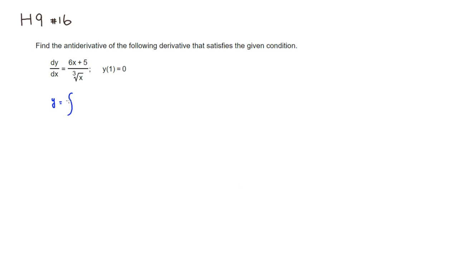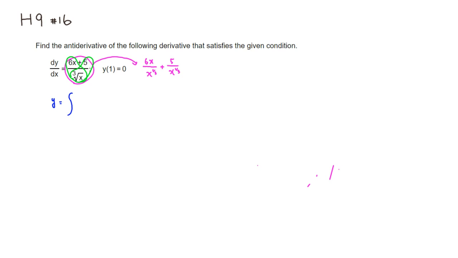Actually, before we do the antiderivative, I'm going to rewrite this so that we can find the antiderivative a little bit more easily. I'm going to split this into two parts. It's going to be 6x over, and I don't like the cube root, so I'm going to write it as x to the 1/3 power, plus 5 over the cube root of x, so x to the 1/3. All I did was split that into this fraction and this fraction.